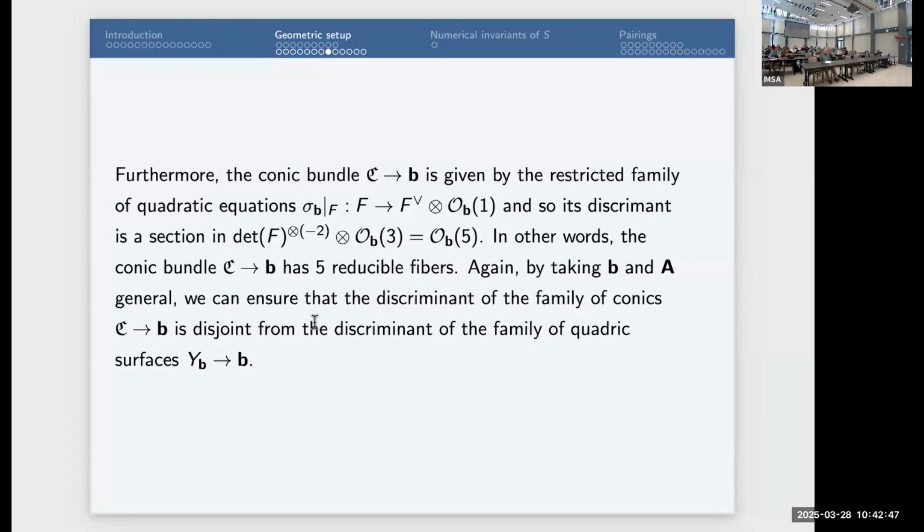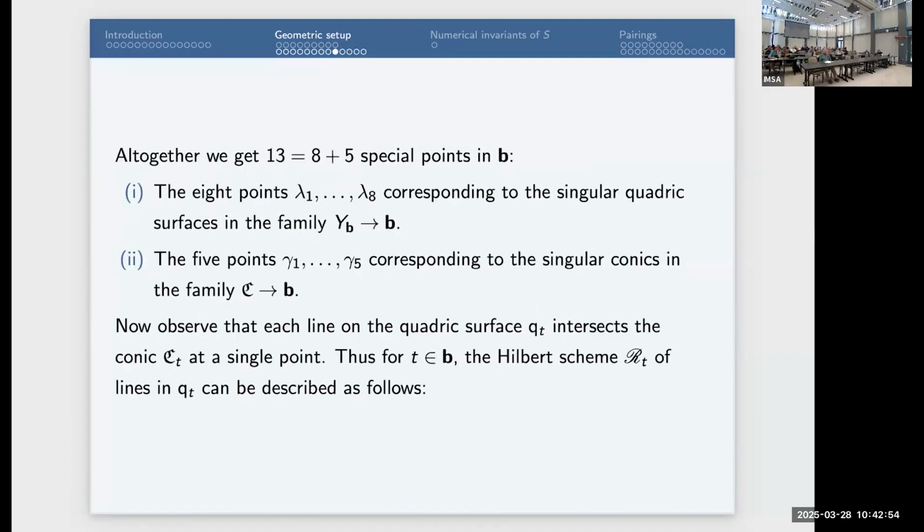Again, we're taking A and B general, we can distribute the family of conics, disjointed and discriminant the family of quadrics. So altogether we have 13 special points on this line. There are the 8 points where the line meets the octet. Those are the points where the quadratic circle drops in. There are 5 additional points where the conic drops in. And we're assuming those are disjointed. So we have a total of 13 points. And observe that each line of the quadratic circle intersects the conic with a single point.